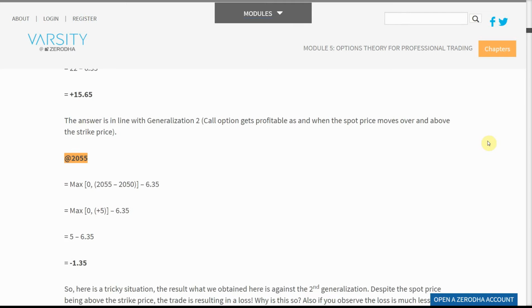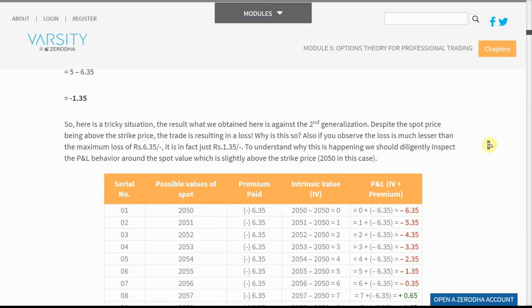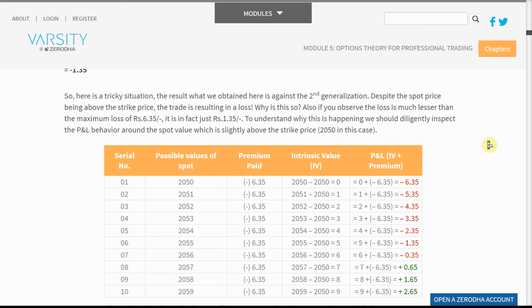At 2055, equals max of 0, 2055 minus 2050, minus 6.35, equals max of 0, plus 5, minus 6.35, equals 5 minus 6.35, equals minus 1.35. So, here is a tricky situation. The result we obtained here is against the second generalization. Despite the spot price being above the strike price, the trade is resulting in a loss. Why is this so? Also, if you observe, the loss is much lesser than the maximum loss of 6 rupees and 35 paise per share. It is in fact just 1 rupee and 35 paise per share.